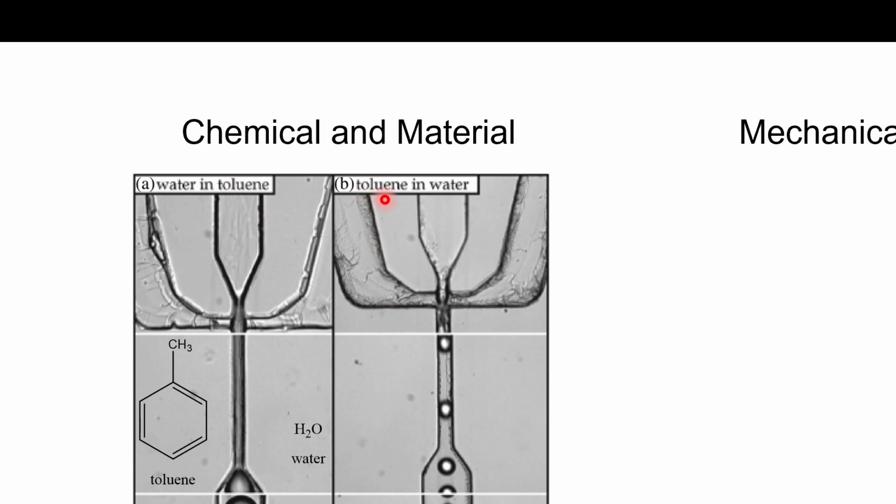Here, another way is that water has been used as a medium, and toluene has been mixed in. A small amount of toluene has been used. And these white bubble-like things are flowing through this microfluidic channel.